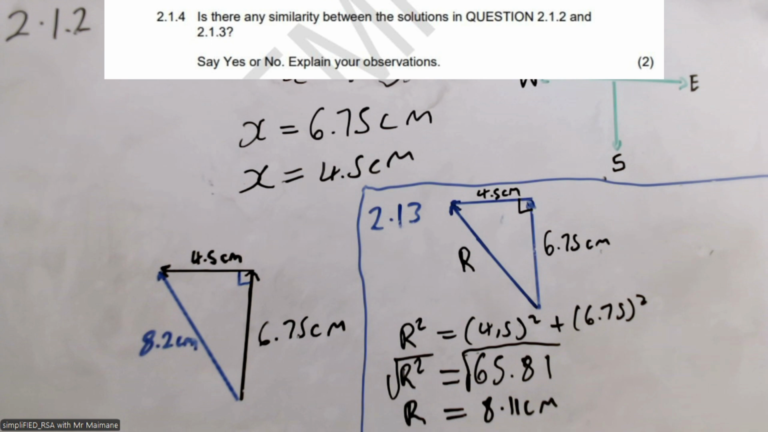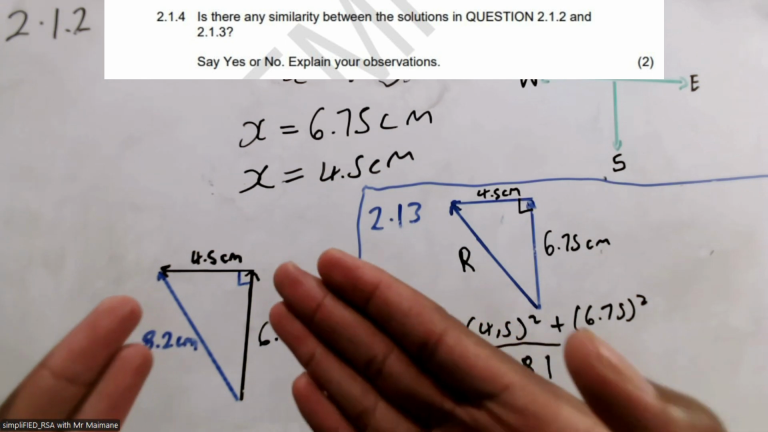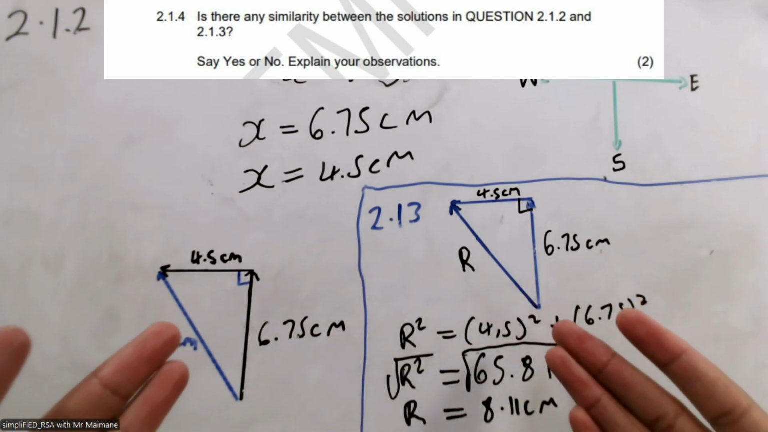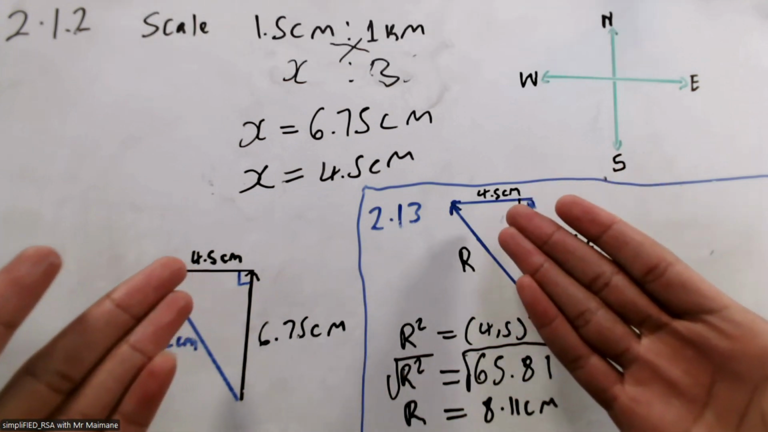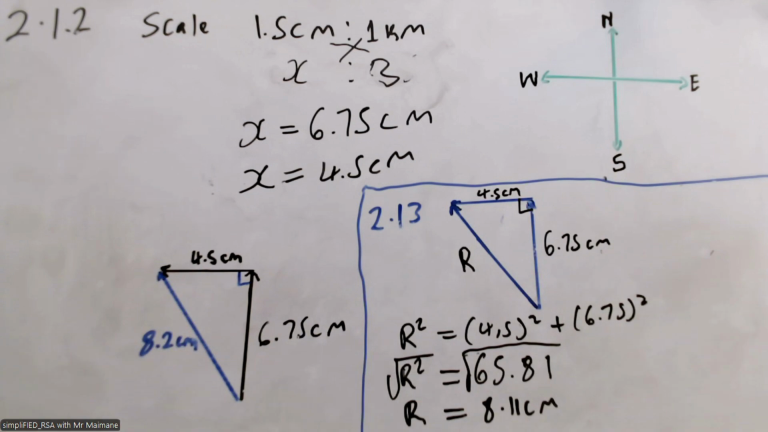2.1.4, is there any similarity between the solution in question 2.1.2 and 2.1.3? Say yes or no. Explain your observations. So the answer is yes. As long as your scaling is correct, the answer has to be the same regardless of which method you use, because the same methods lead to the same answer.